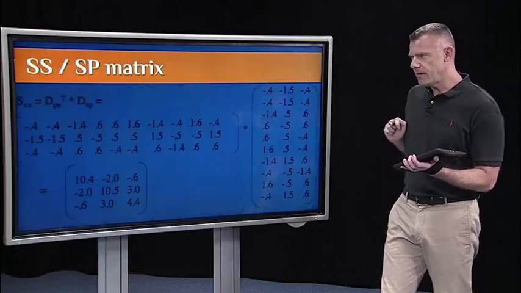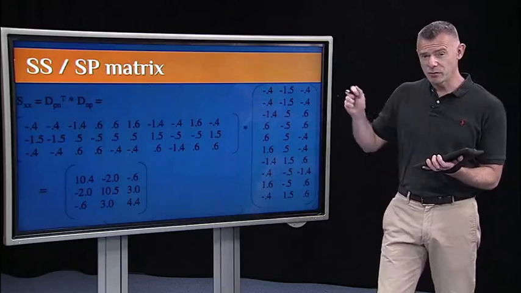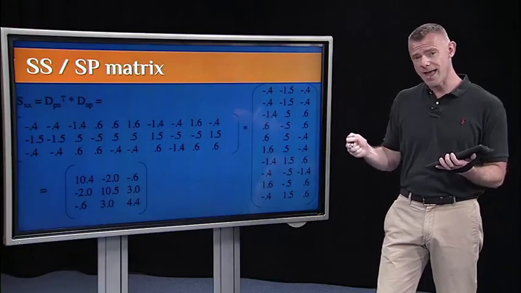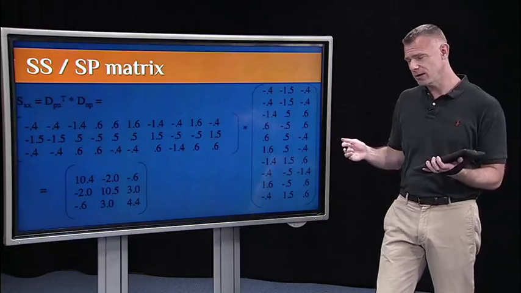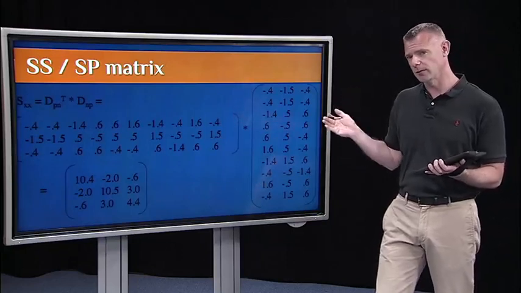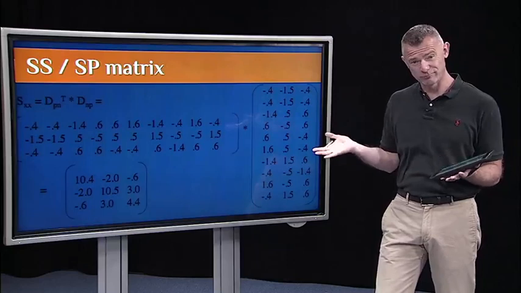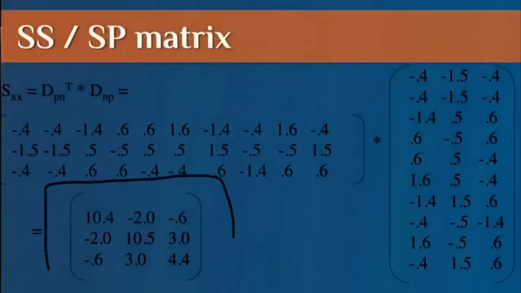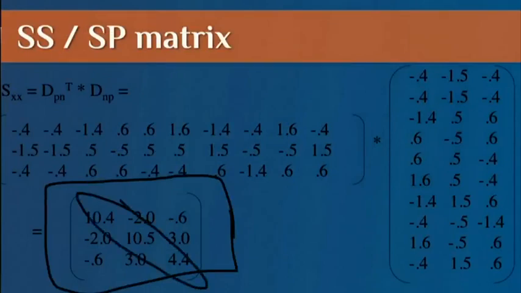If I take that matrix of deviation scores and pre-multiply it by its own transpose, then what do we get? We get a matrix of sum of squares and sum of cross products. Isn't that cool? I think that's cool. So down here, this matrix is the sum of squares and the sum of cross products. The sum of squares are in the diagonal, and the sum of cross products are in the off diagonal.